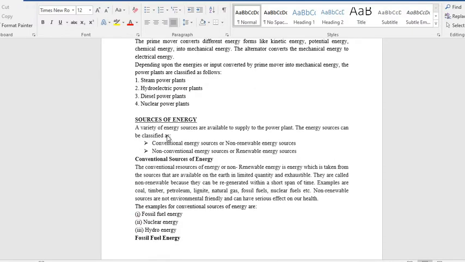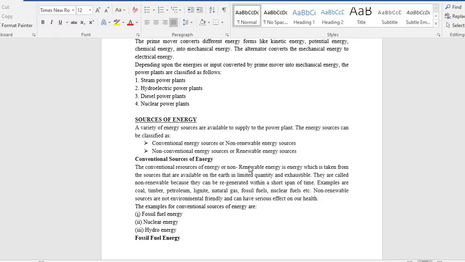Now we are going to see the sources of energy, and on the basis of that we also classify power plants. One is the conventional power plant, where the sources of energy are conventional energy sources, which are also termed non-renewable energy sources. The other form is the non-conventional, that is, the renewable sources of energy. First we look at the conventional sources of energy.